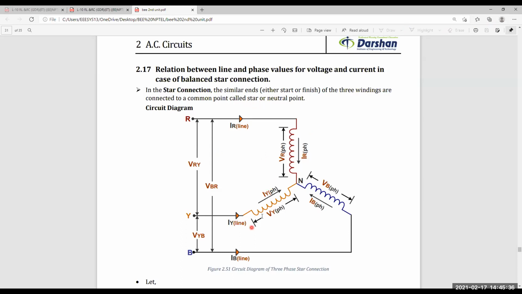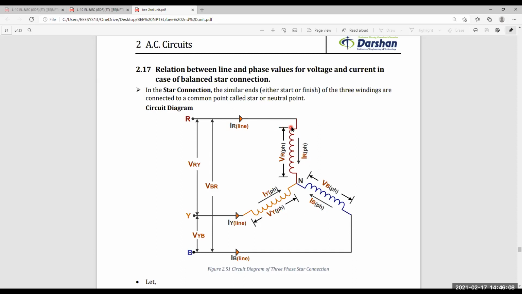So for this circuit diagram, this is called the line current IR line. This is another line current, IY line, and this is another line current, IB line. Understood? Then this is called IR phase, this is called IY phase current, and this is another phase current.